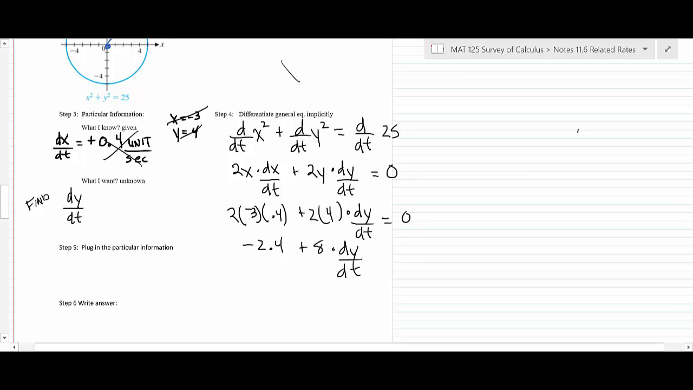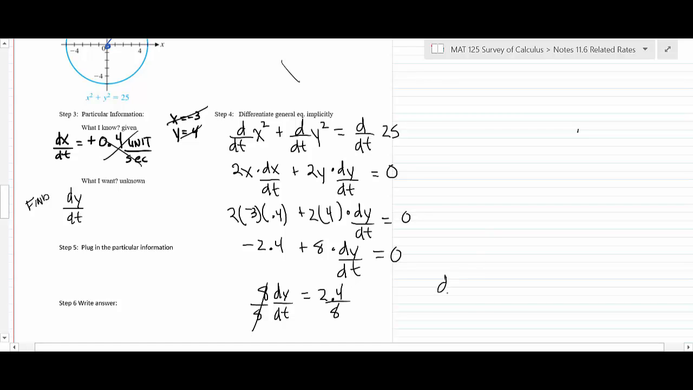Then what you need to do is just move the 2.4 to the other side. So you would now have, well, still got a 0. So we would have 8 dy over dt equals 2.4. And then you can divide by 8. And then we'll see if you guys got this right or not. I forgot the 0.4. Yeah, it's always something little. It's hard to see your own mistakes sometimes.